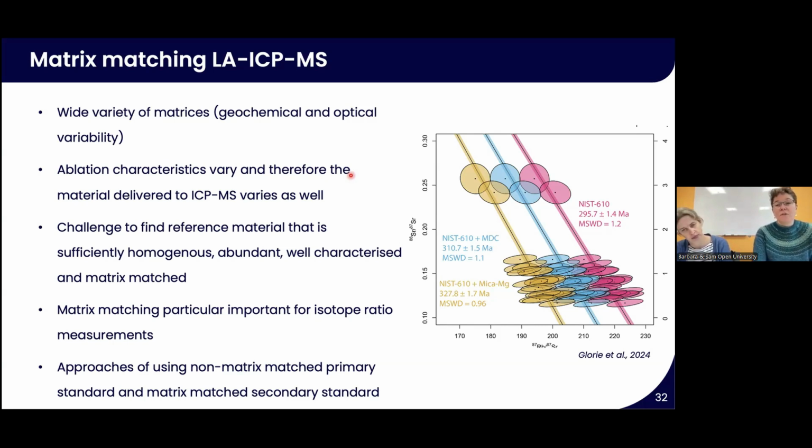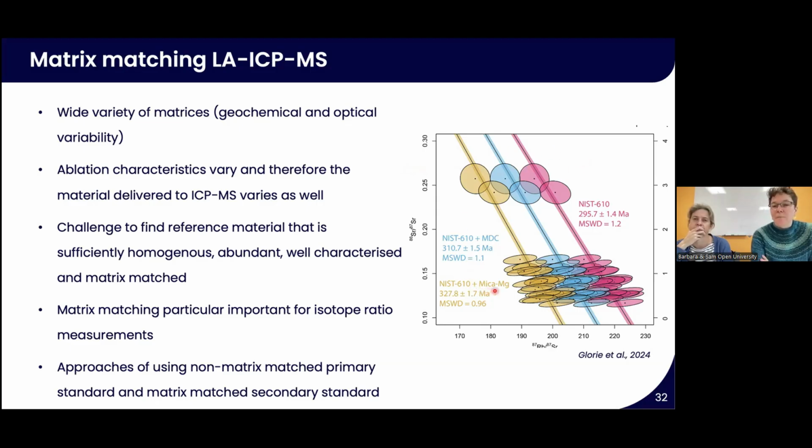And there we often try to aim to do matrix matching, but when that isn't possible, we often use a primary standard that isn't matrix matched but is well characterized, and then use a secondary standard that is matrix matched in order to correct this.